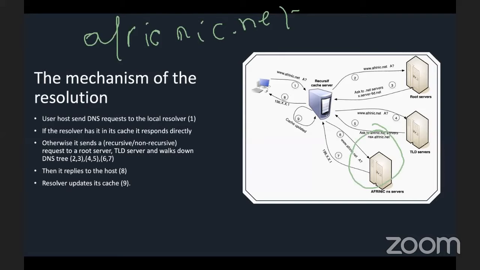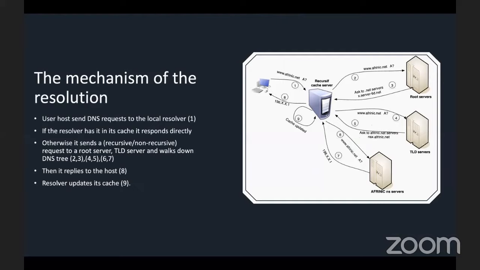Then step six, where one AfriNIC name server can say, okay, you want to know where our web server is? Our web server is at this IPv4 address, for instance. Step seven: now our resolver stores the answer in its cache and gives the answer to the user host. This is where you have step eight.